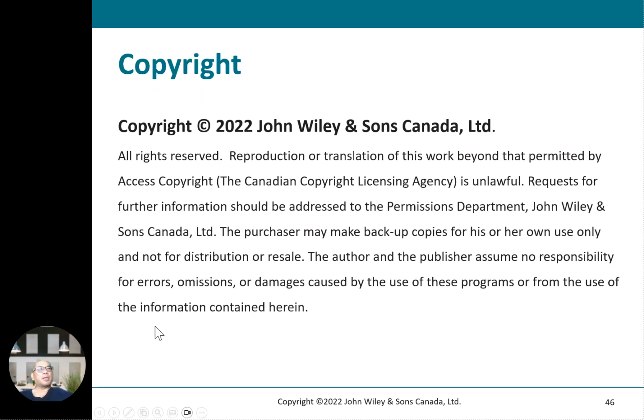And this is basically closing our chapter. Make sure you understand this. This is owned by John Wiley Plus. So this basically concludes this chapter.